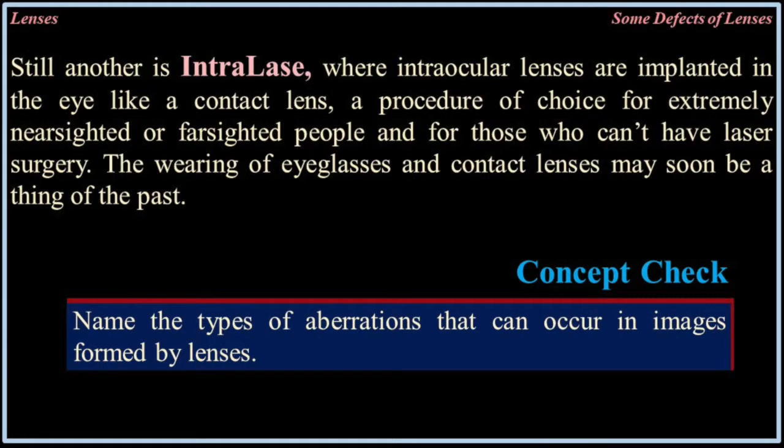Still another is intraocular lens implantation, where intraocular lenses are implanted in the eye like a contact lens, a procedure of choice for extremely nearsighted or farsighted people and for those who cannot have laser surgery. The wearing of eyeglasses and contact lenses may soon be a thing of the past.